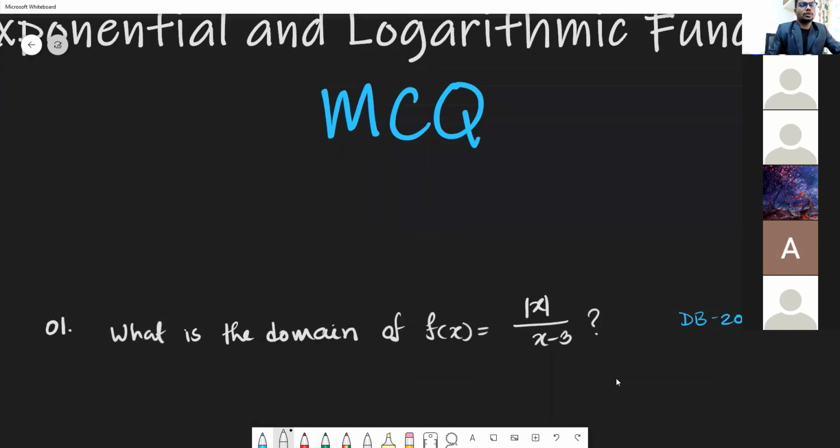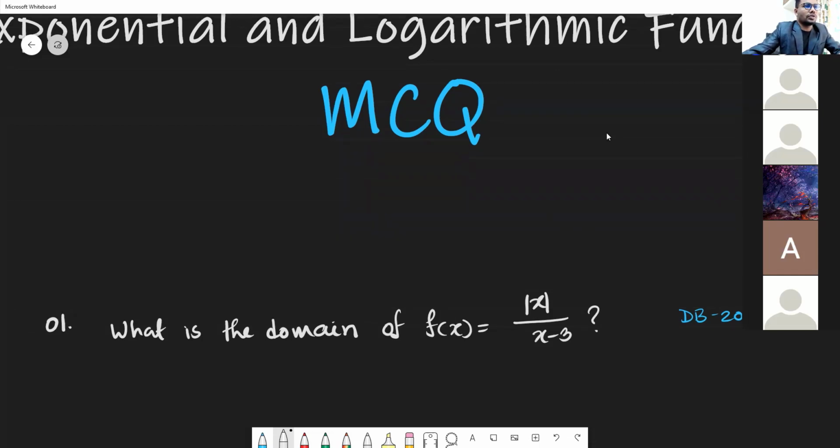This question is from Dhaka Board 2019. Please write in the comment section what your answer is if you get it quickly. And each and every one of you has to do this math in your classwork copy, how you have done this answer. Question number 1. What is the domain of the function f of x equals absolute value of x divided by x minus 3? Do not say the answer directly in the comment section. You can write the answer, or if you complete it, you can raise your hand.